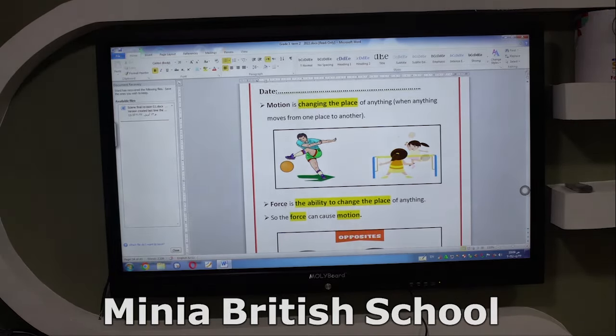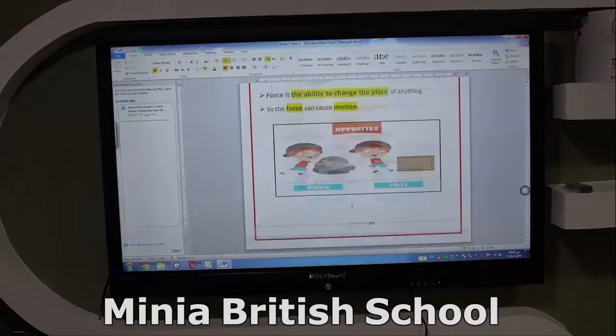What about force? Force is what you need to make this motion. You need force. So force is the ability to change the place. Don't forget this word, ability. Force is the ability to change the place of anything. So motion is changing the place, but for force, we add the word ability, the ability to change the place of anything from one point to another.